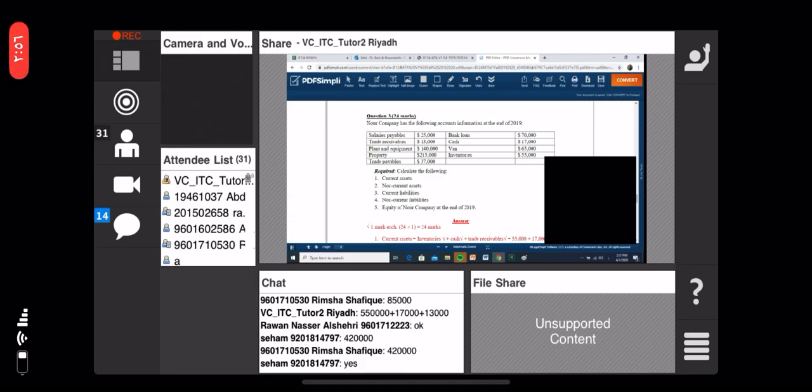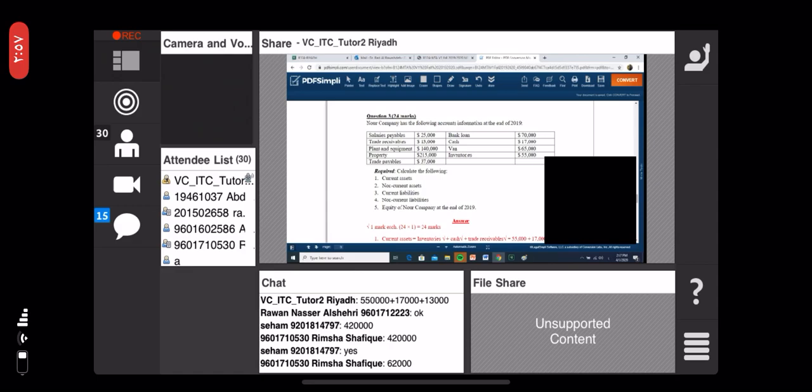$25 plus 37. What's the amount? $62,000. And he asked also about non-current liabilities. Non-current liabilities, we just have a bank loan of 70,000. So non-current liabilities are 70,000.